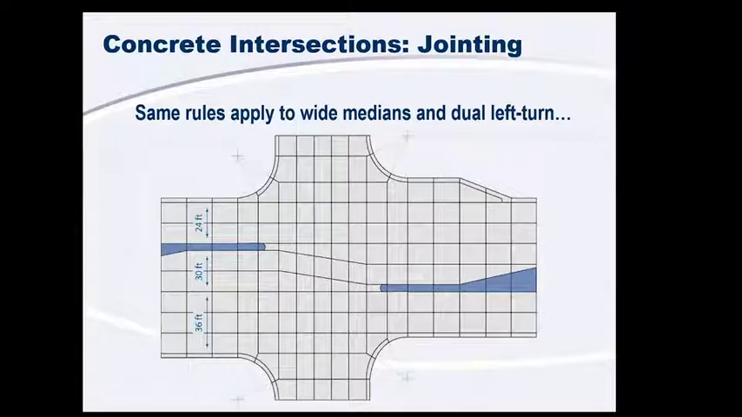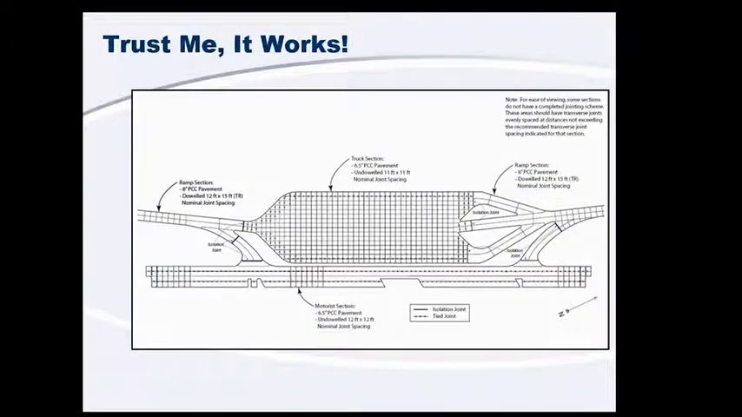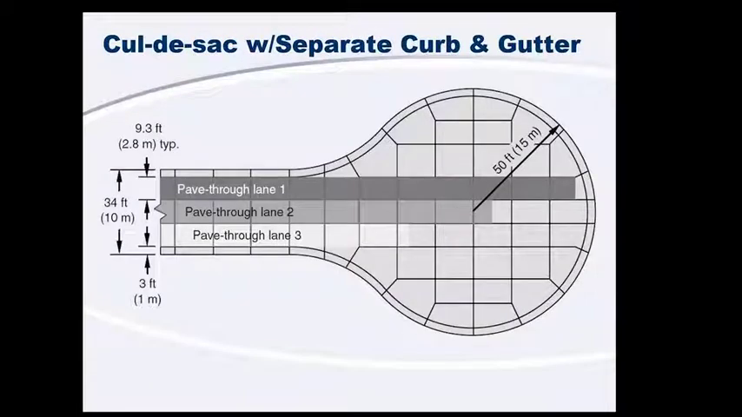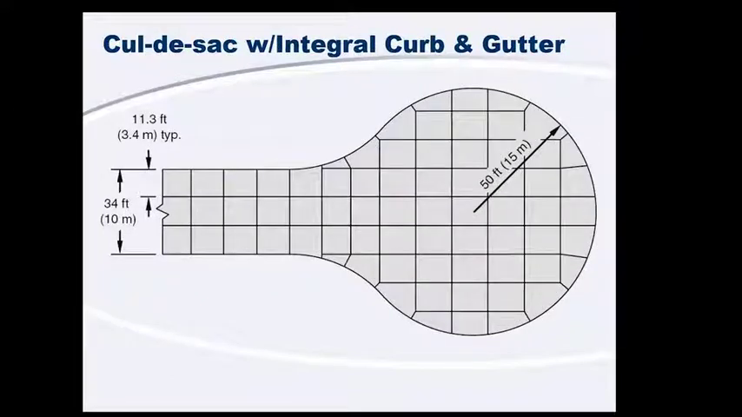This joint layout method for intersections works for nearly all intersections. You just need to make some adjustments when you have some crazy things like wide medians or dual left turn lanes. It also works for a variety of different things. This is a parking area. It's really just helping minimize the amount of odd-shaped panels that we have and finding a way to deal with those as best we can. A similar method works for cul-de-sacs. I'm not going to spend a whole lot of time on this, but you can notice that we do have as many square panels as possible.